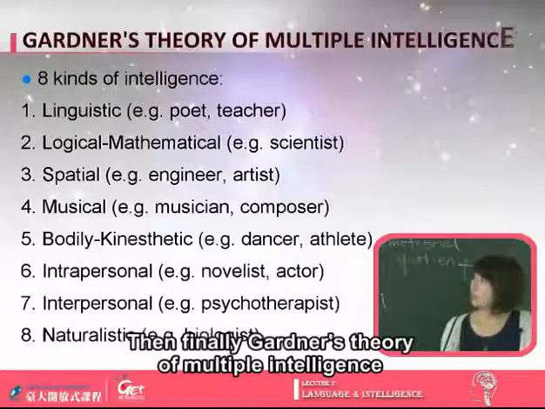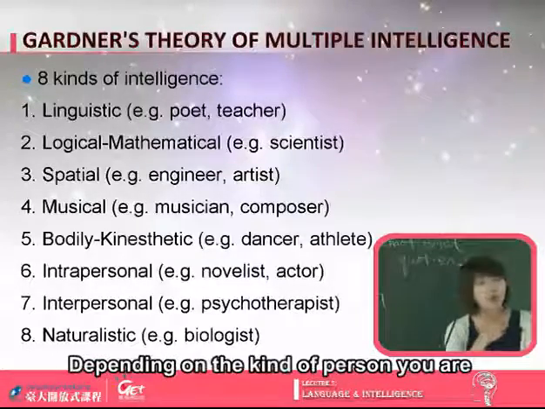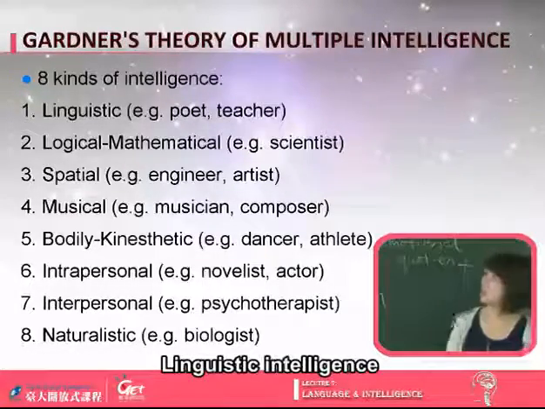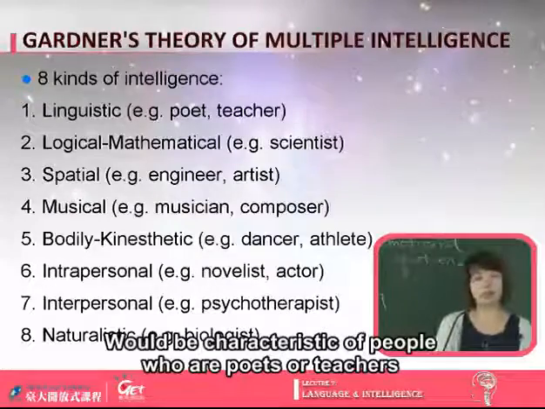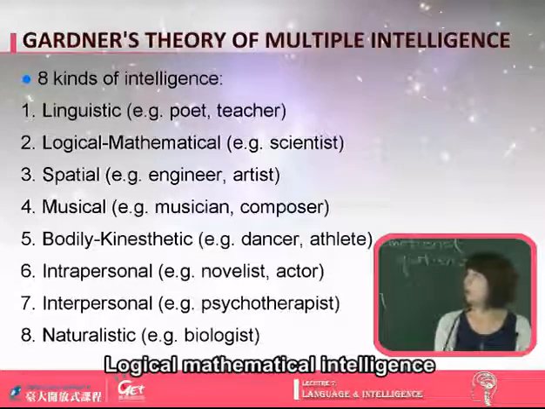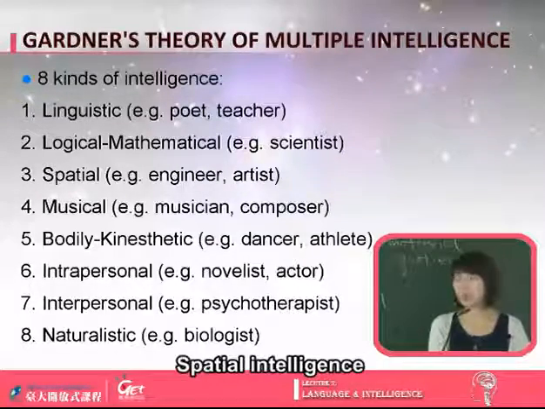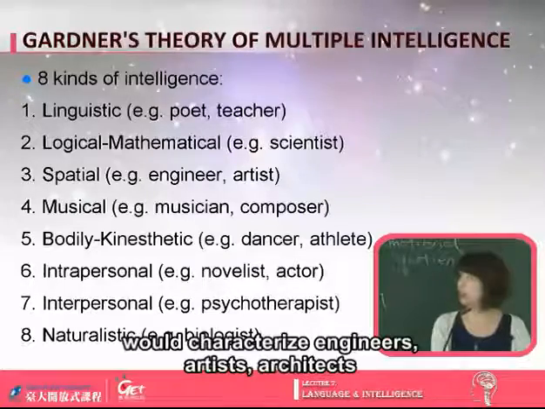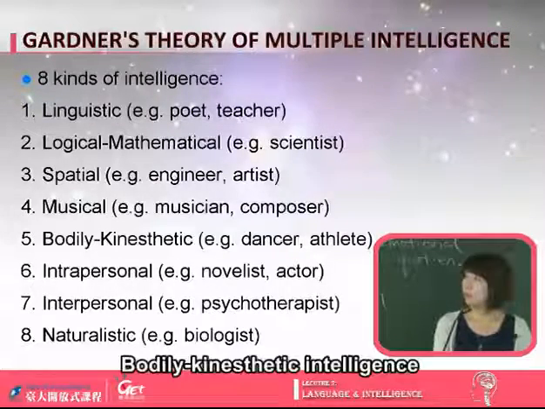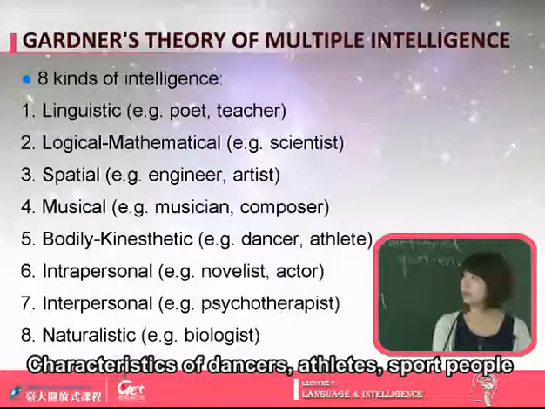Then finally, Gardner's theory of multiple intelligence, and he comes up with 8 kinds of intelligence depending on the kind of person you are and the kind of profession that you might go for. Linguistic intelligence would be characteristic of people who are poets or teachers. Logical mathematical intelligence, quite common in scientists. Spatial intelligence would characterize engineers, artists, architects. Musical intelligence, bodily kinesthetic intelligence, characteristic of dancers, athletes, sports people.